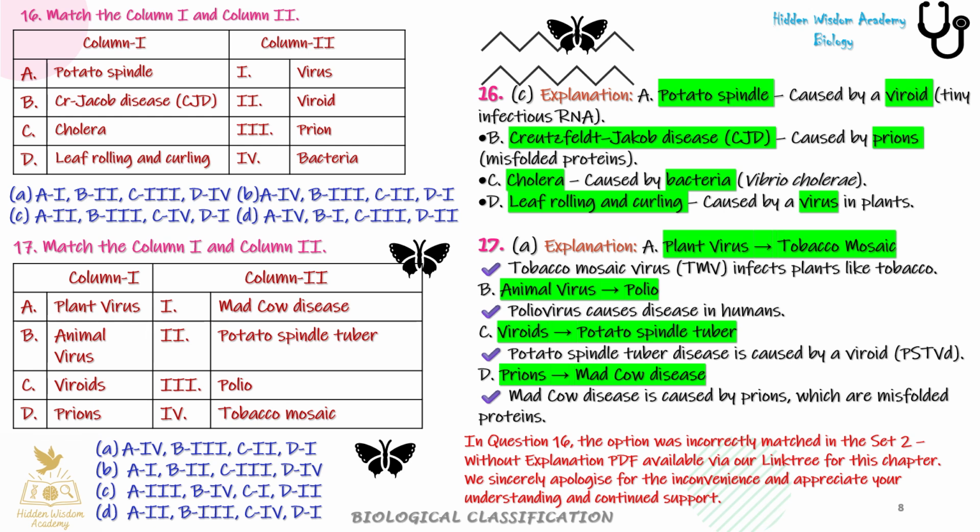Explanation: A. Potato spindle it matches with. Caused by a viroid, tiny infectious RNA. B. Creutzfeldt-Jakob disease, CJD, it matches with. Caused by prion, misfolded proteins. C. Cholera it matches with. Caused by bacteria, Vibrio cholerae. D. Leaf rolling and curling it matches with. Caused by a virus in plants. So, option C is the correct answer.